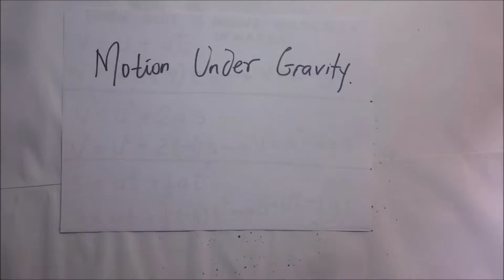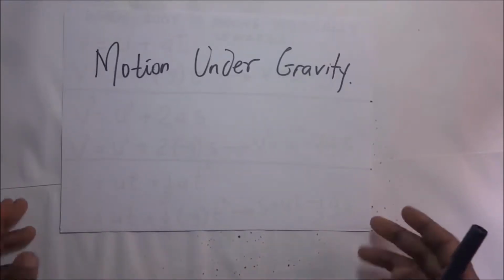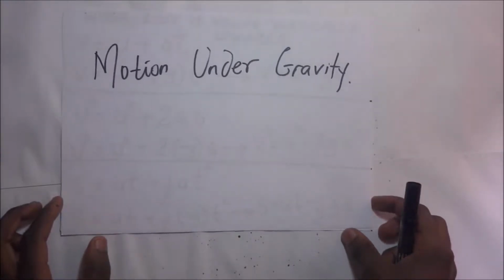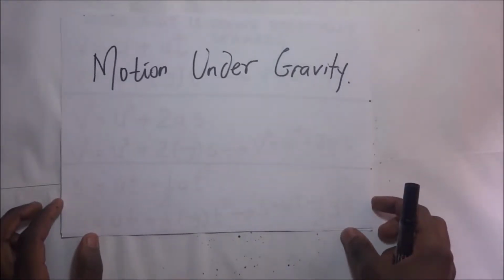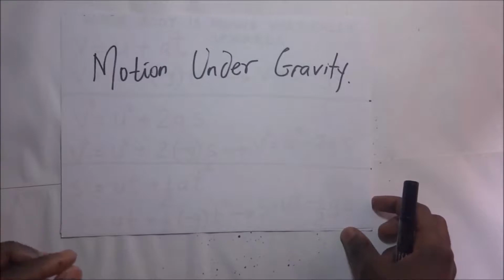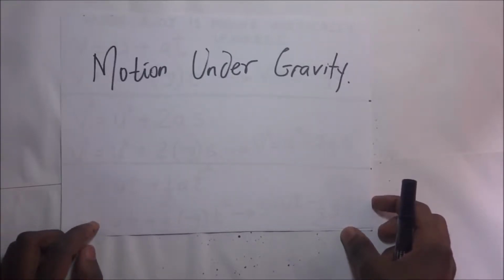Now, gravity varies from place to place depending on where you are on the earth. In some places, gravity is 10 meters per second squared. In others, it is 9.8. For the purposes of this video, we shall take our value of the acceleration due to gravity to be 9.8 meters per second squared.